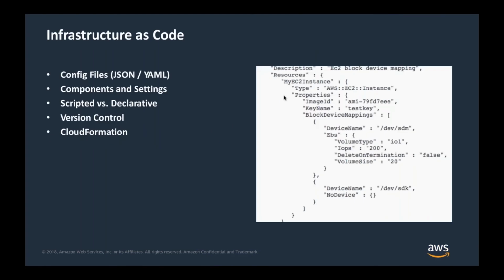What is infrastructure as code? In the Amazon sense, it's a bunch of configuration files, JSON or YAML, that describe your infrastructure. They basically describe the components and settings of your AWS infrastructure, from EC2 instances, RDS databases, VPCs, subnets, security groups, instance roles, and all of that stuff.